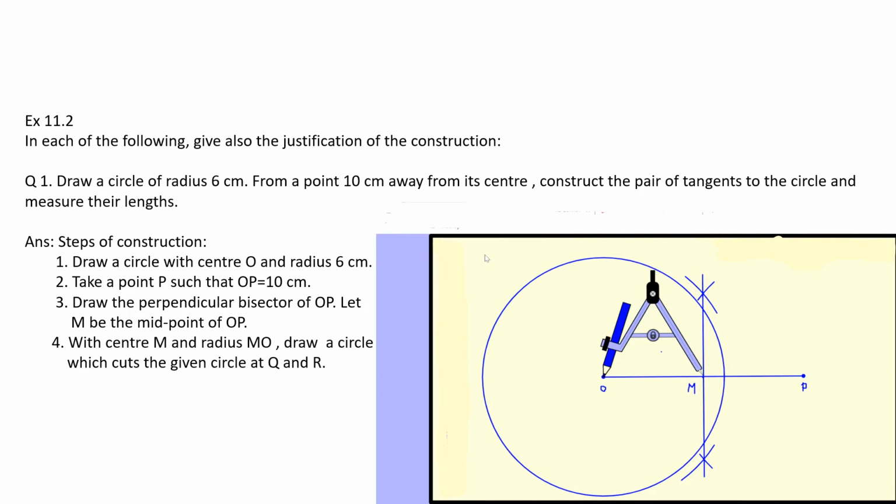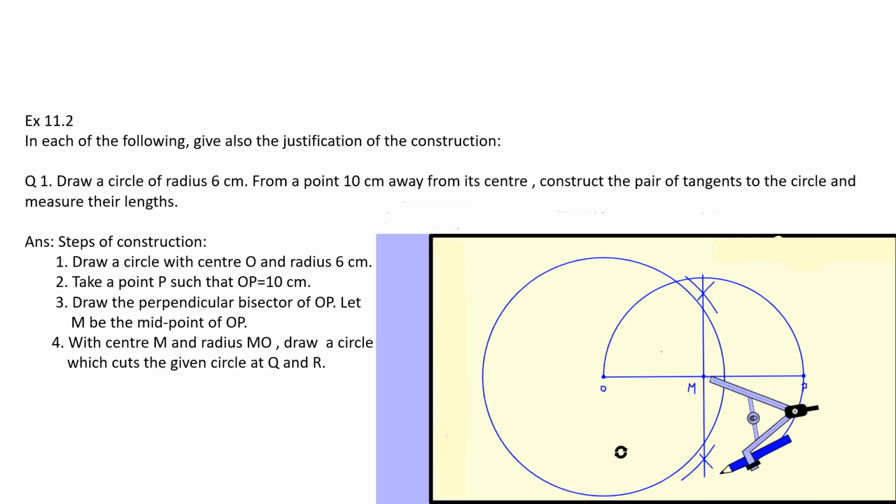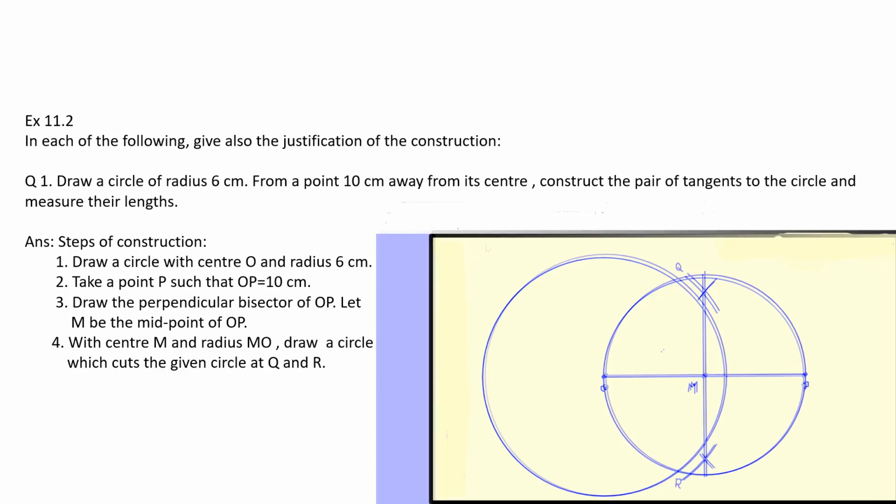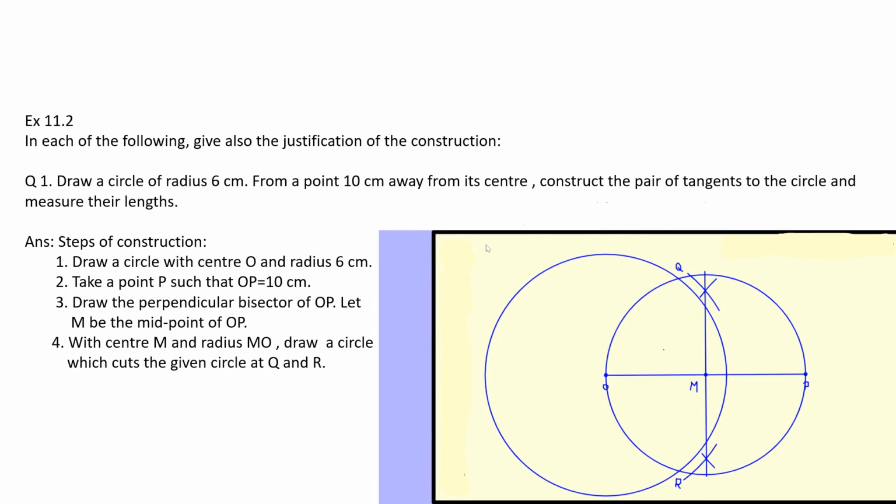Now again considering center M and MO as the radius, we are drawing a circle which cuts the given circle at 2 points, which we will mark as Q and R. So the fourth step is, with center M and radius MO, draw a circle which cuts the given circle at Q and R. So those are the 2 points Q and R.